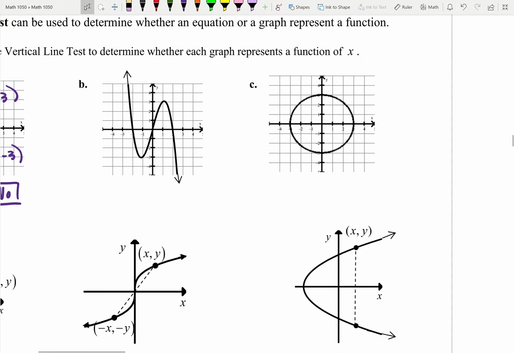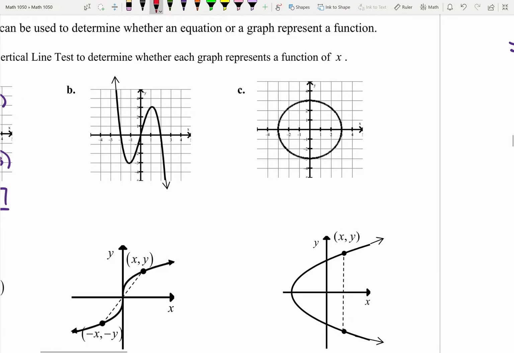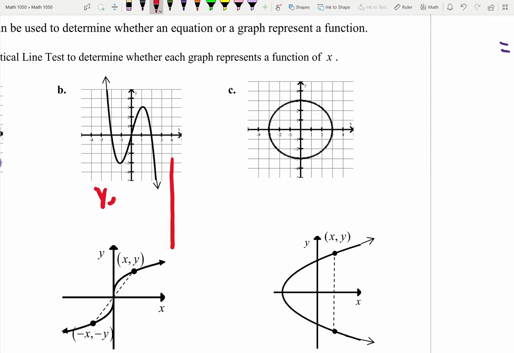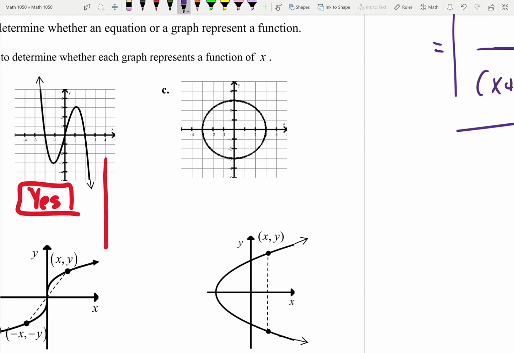Everybody look at question B. What if I drew a line clear out here, my vertical line? Does that graph ever go completely vertical, or does it always have a little bit of a slant? Always has a little bit of slant. So is that a function? Yes, it is. So everybody write yes, and that's all you have to do. And then how about question C? Everybody in the room, just tell me, is it a function? No. That's it. Very, very simple.